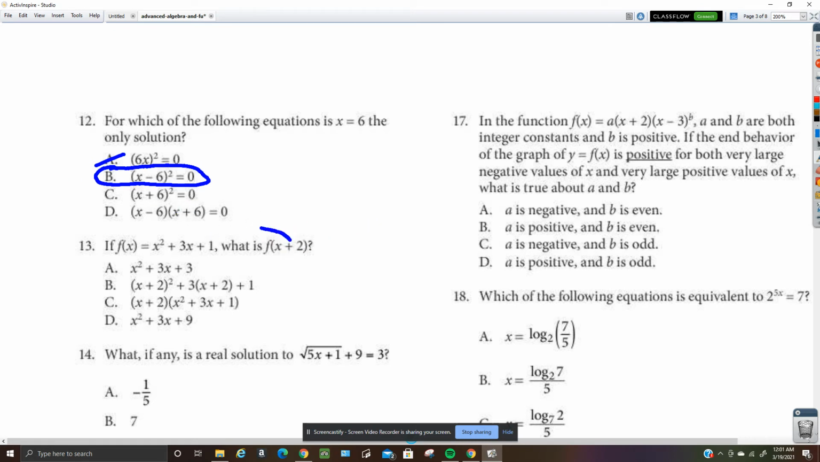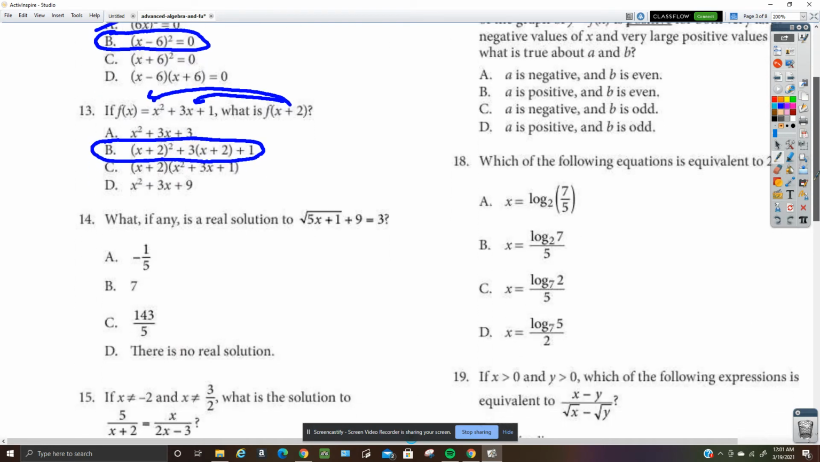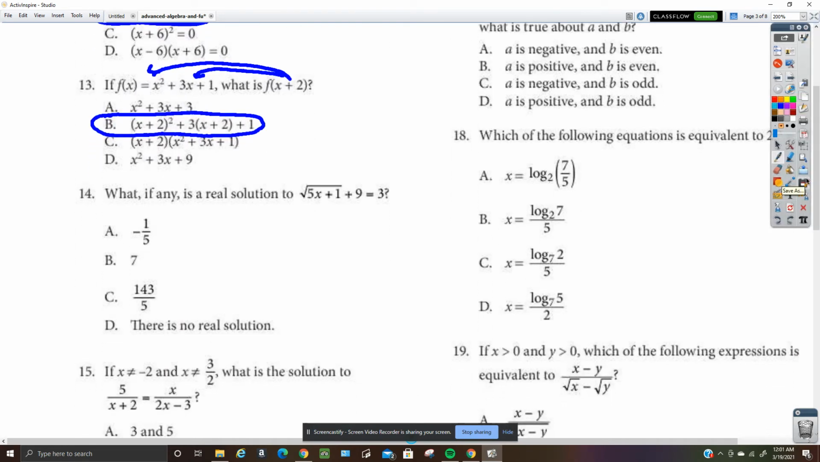Here you want to plug in x plus 2 wherever there's an x. So that would look like B. And then 14.